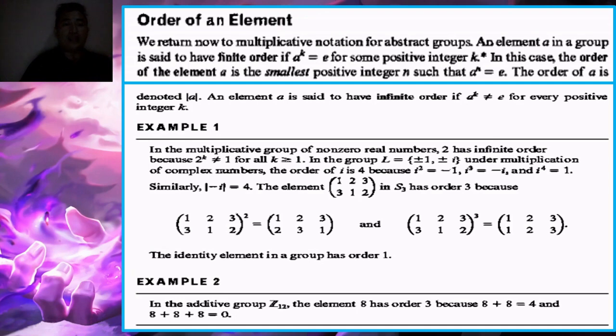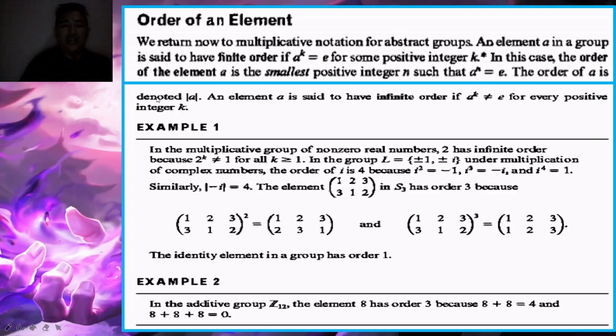Okay? So, order of an element. We return now to the multiplicative notation for abstract groups. An element A in a group is said to have finite order if A to the K is equal to E for some positive integer K. Bisan unsa nga K, class, di na siya fixed. In this case, the order of the element A is the smallest positive integer n such that A to the n is equal to E.